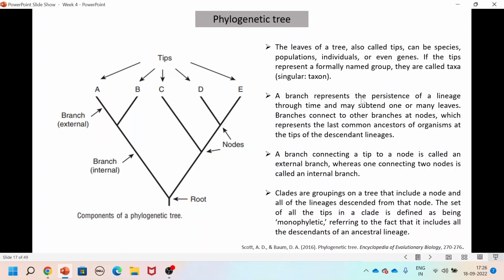A branch represents the persistence of a lineage through time and may subtend one or many leaves. Branches connect to other branches at the nodes, as we know.